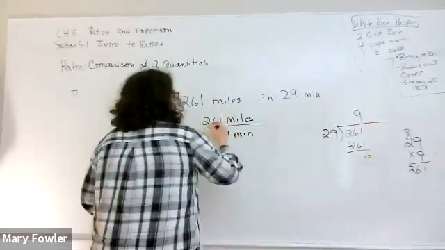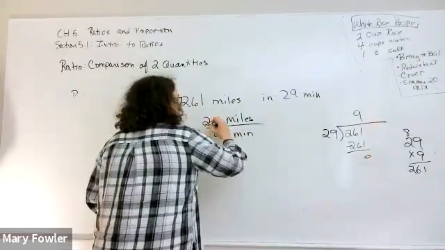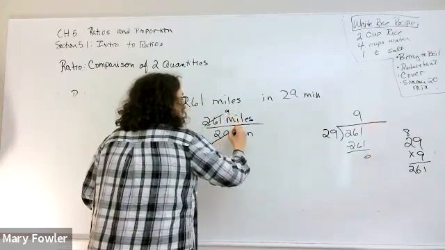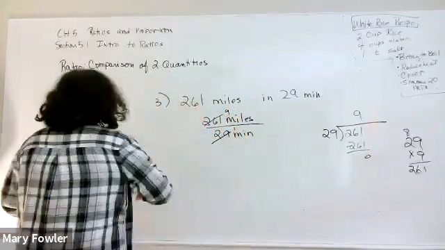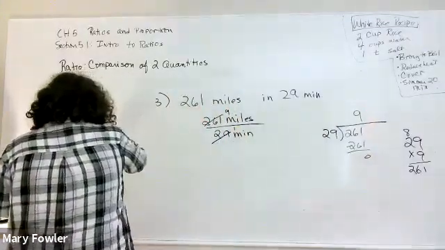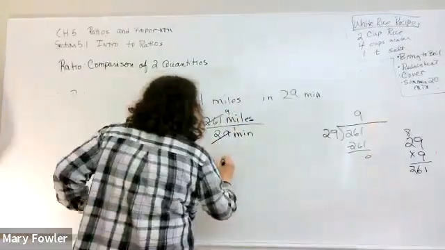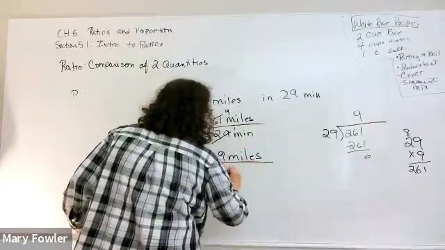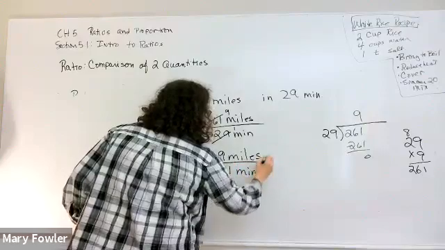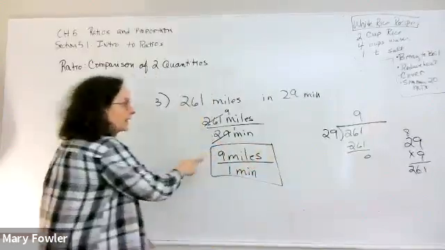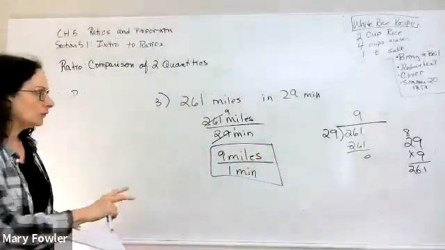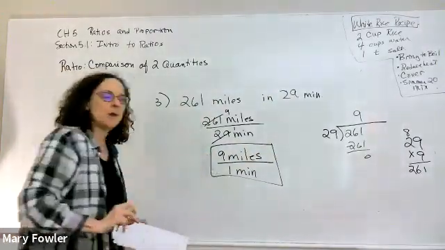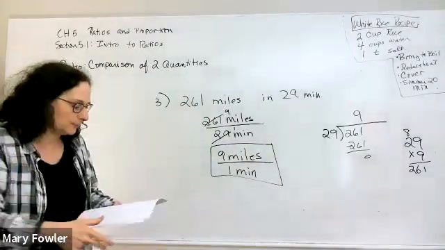Okay, so 29 goes into 261 9 times, and 29 goes into 29 1 time. So the rate in simplest terms is going to be 9 miles per 1 minute. Miles per minute. So that gives us an idea a little more easy to understand, 9 miles in 1 minute than 261 in 29. So that's the idea of it being simpler.